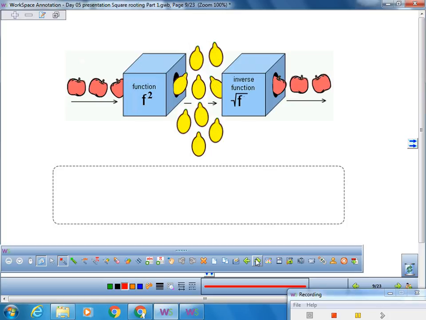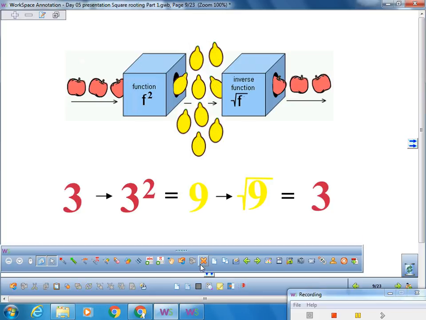All right. So here's an example of a function, right? I've got 3 apples going in. I square them. They go into this function box, and they get squared. What comes out? 9. I wish they're apples, but they're not. This is a graphic. I didn't choose it. I just grabbed it off the internet. But then if I have 9 lemons and I put them in the inverse function box, then what comes out is the 3 apples again. Here's algebraically. 3, if I square it, I get 9. If I square root it, I get 3 again. So they're complete inverses of each other.